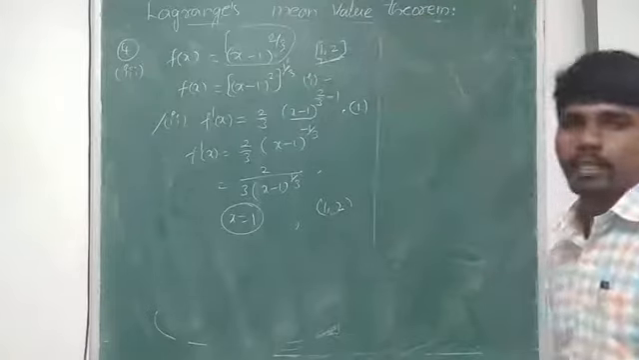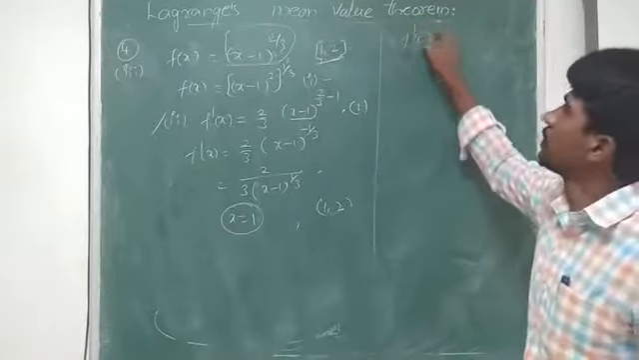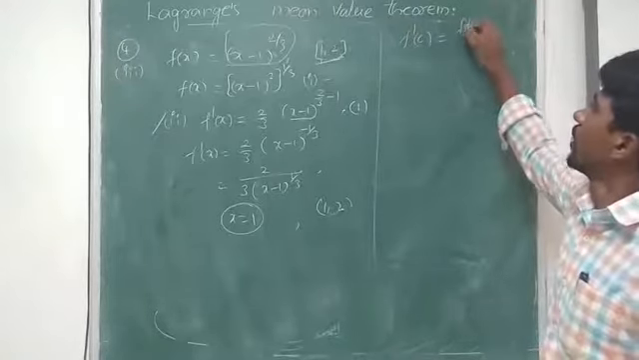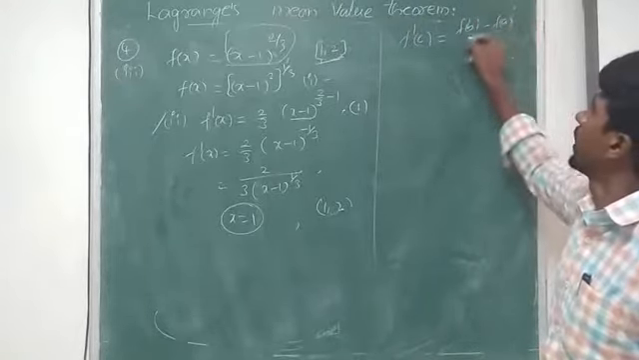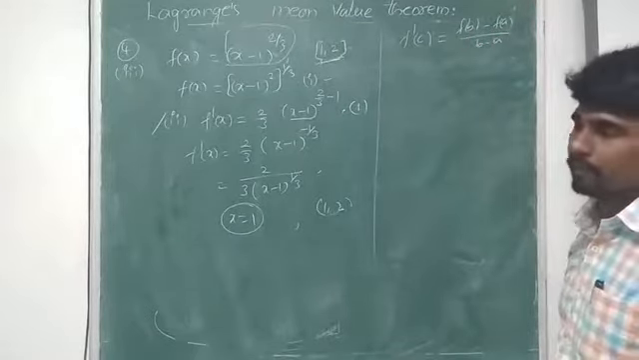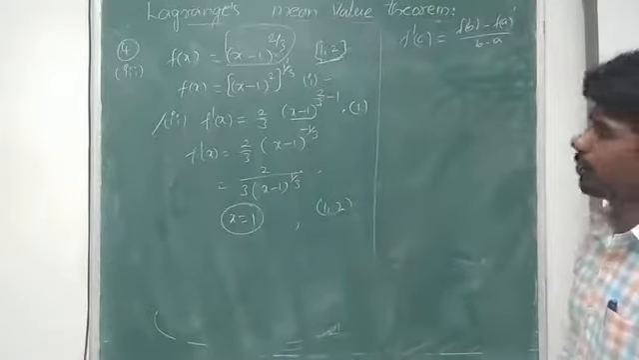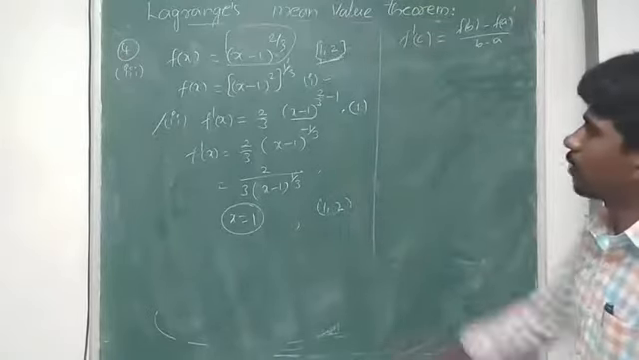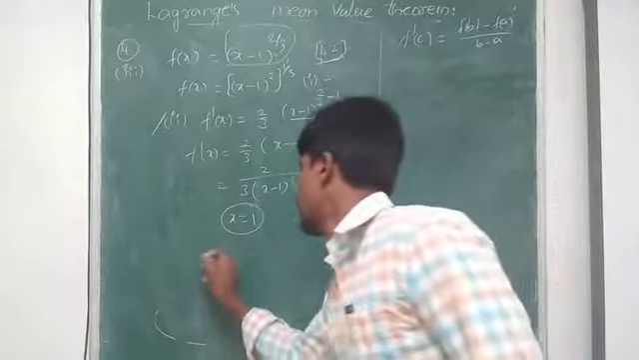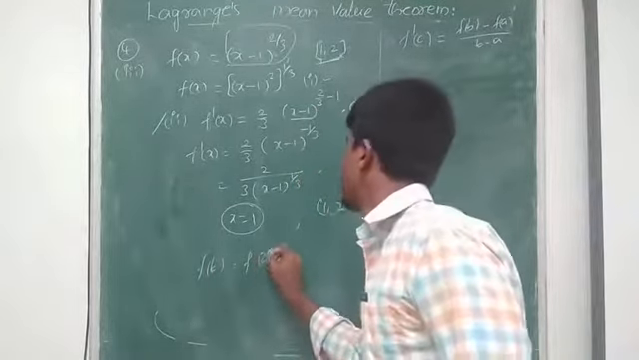I need to find the particular c. For that, what we have? f dash of c is equal to f of b minus f of a by b minus a. So f dash of c is nothing but we substitute c in place of x. And I have to find f of b, nothing but f of 2.